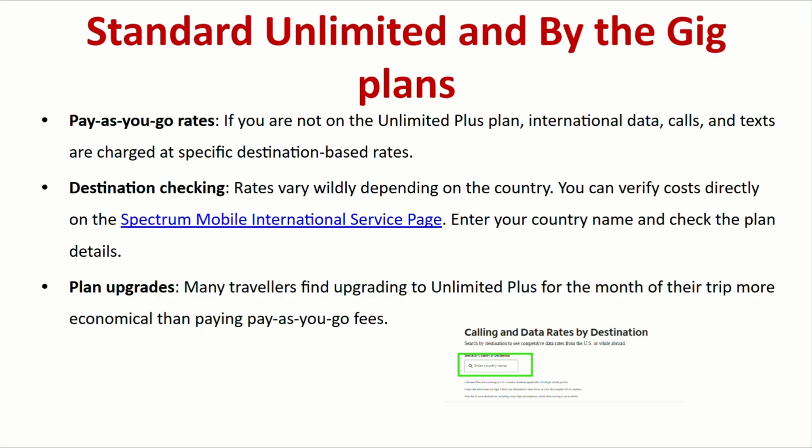Pay-as-you-go rates. If you are not on the Unlimited Plus plan, international data, calls, and texts are charged at specific destination-based rates. You can verify costs directly on the Spectrum Mobile International Service page, enter your country name, and check the plan details. Plan upgrades: many travelers find upgrading to unlimited plans for the month of their trip more economical than paying pay-as-you-go fees.